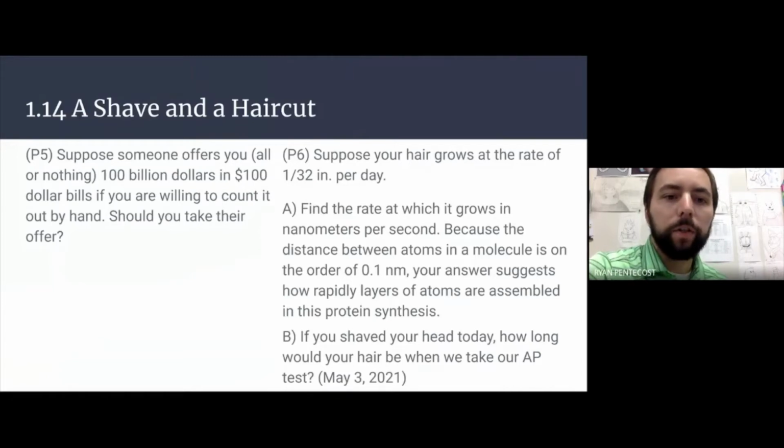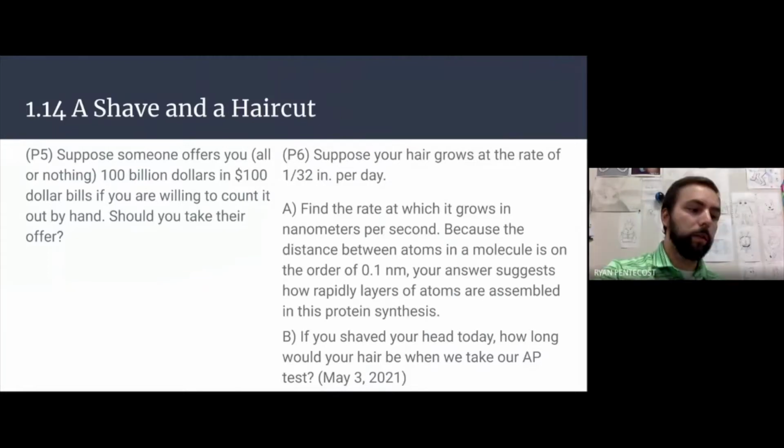Suppose someone offers you all or nothing $100 billion in $100 bills if you are willing to count it out by hand. Should you take that offer? Now, it says all or nothing, so you have to count this out by hand without stopping. If you stop, you don't get the $100 billion, right?